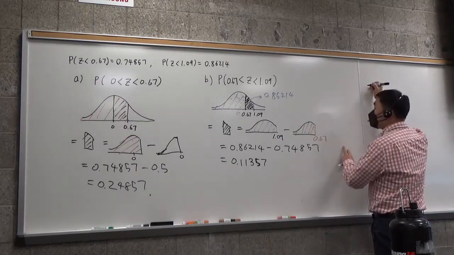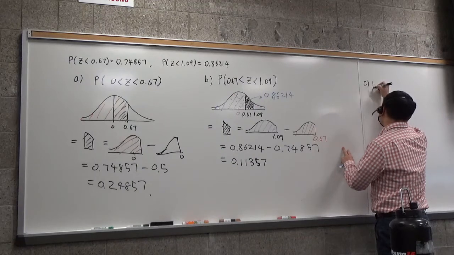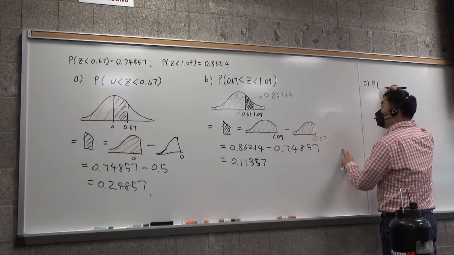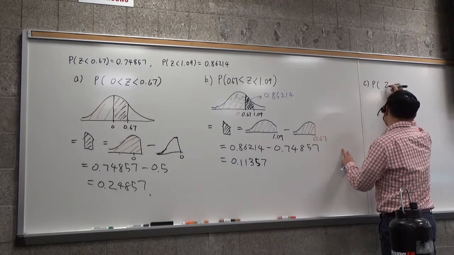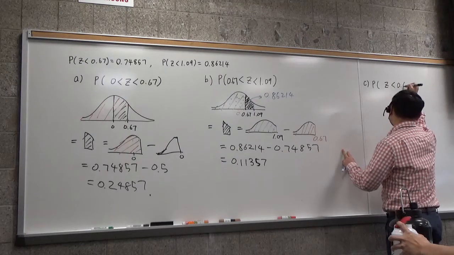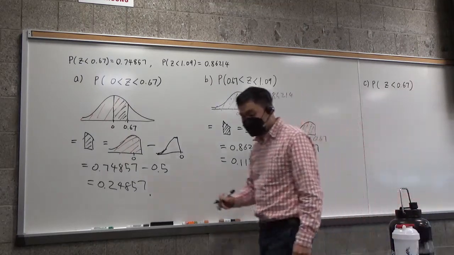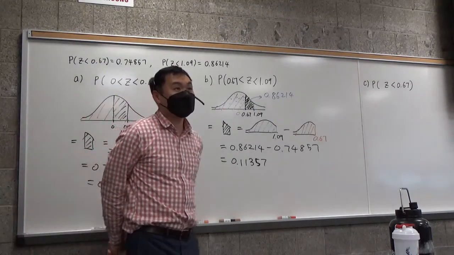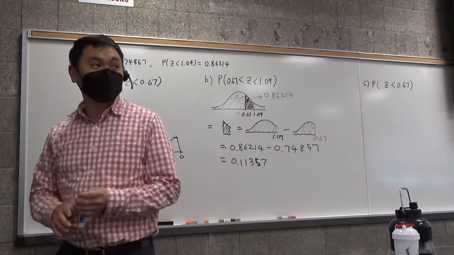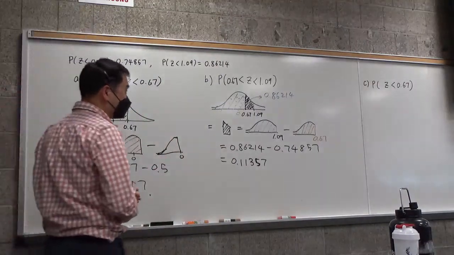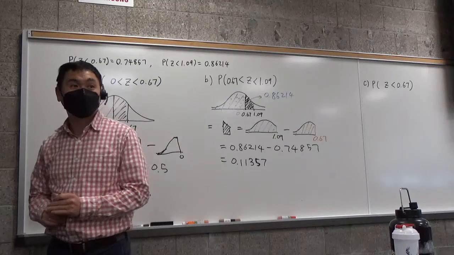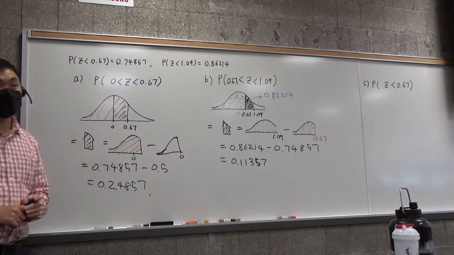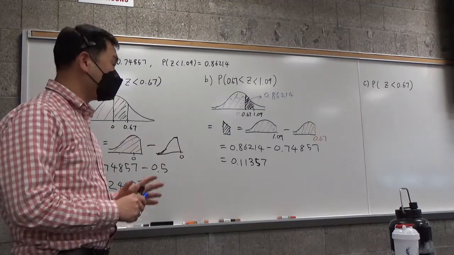Now think about the next question here. C, what's the probability that you can have z less than 0.67? Think about that. What's the probability that you can have z less than 0.67? Please draw the picture.